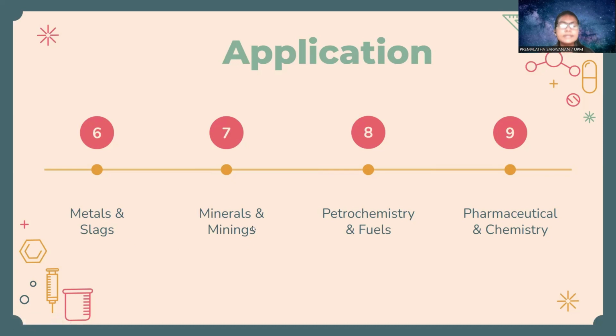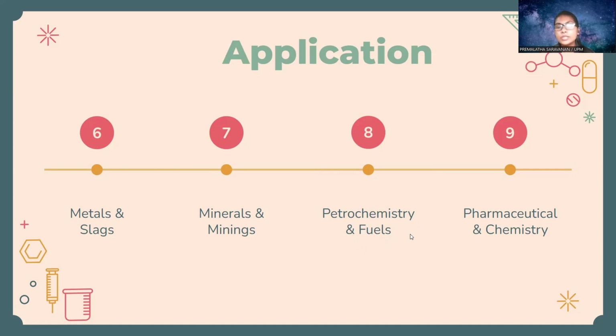Minerals and mining. XRF spectrometer determines the elemental composition of minerals and ores. This knowledge also helps to optimize the mining process and the mineral beneficiation. XRF is also used to grade control the commodities such as nickel or copper ores, sand, feldspar, or limestone.